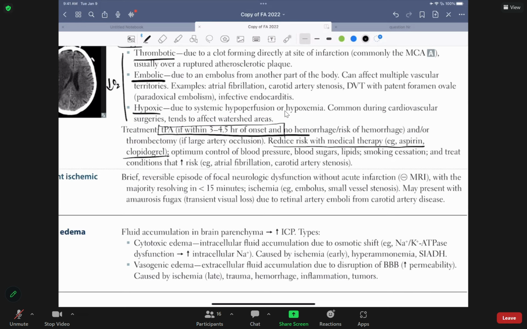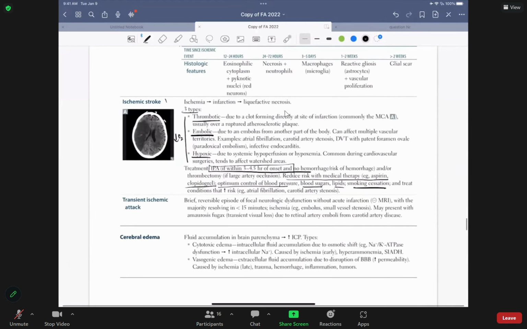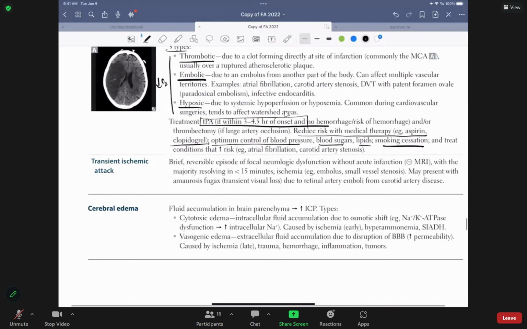And then they have to do optimum control of blood pressure, blood sugar, lipids, and smoking cessation, and all these things. Okay. So that is stroke. Is everybody clear here, folks? Okay, that's stroke. Now, there's a milder version of stroke, what we call TIA.